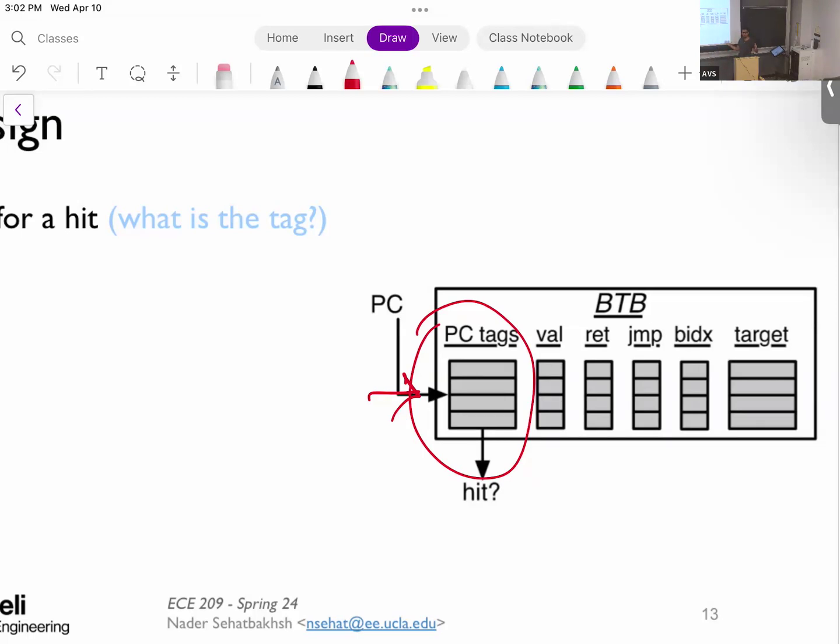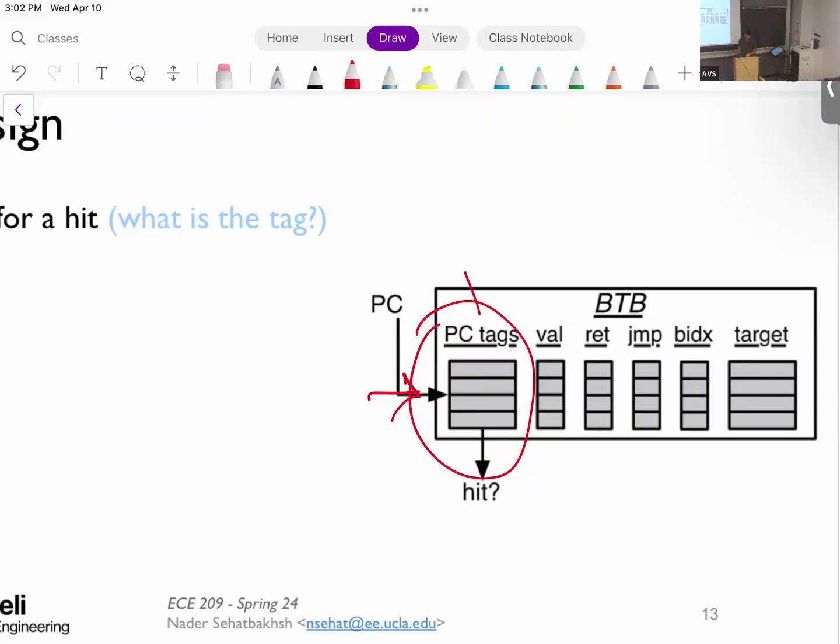Storing the entire PC might be a little bit difficult because the PC is like a 32-bit number, a huge number that you need to store. So you may want to only store a few bits of your PC, like lower bits, middle bits, higher bits. There are other tricks that you can use. Maybe you can XOR the top half and the bottom half together, and then have that as a tag. You can use different tricks in order to save the tag.